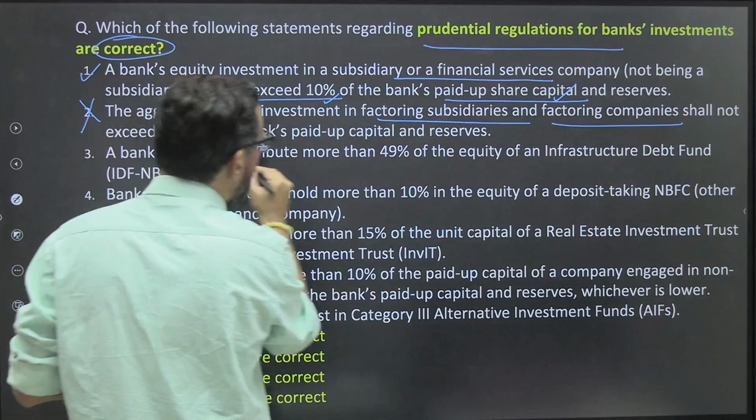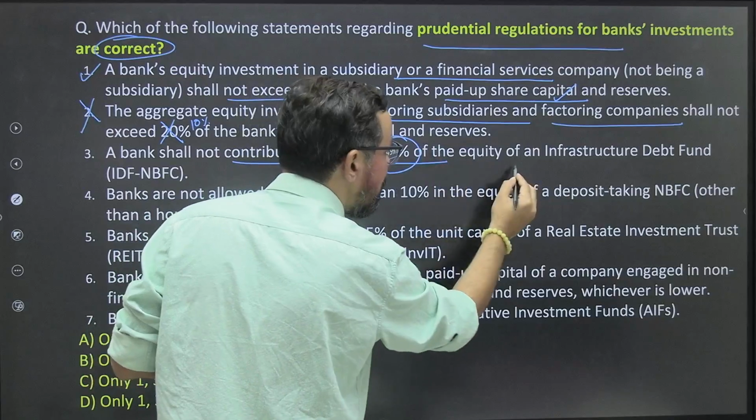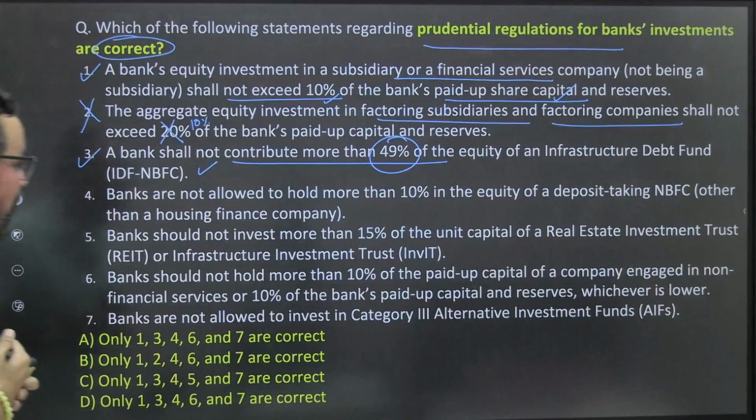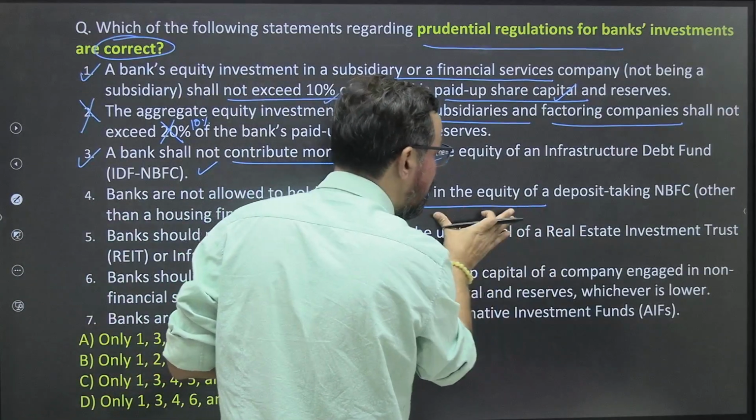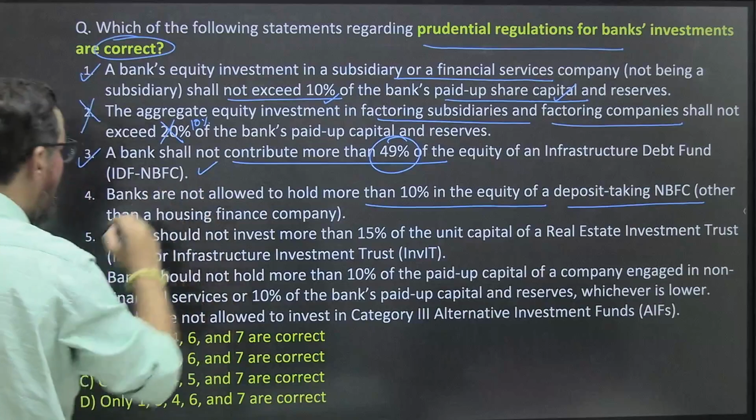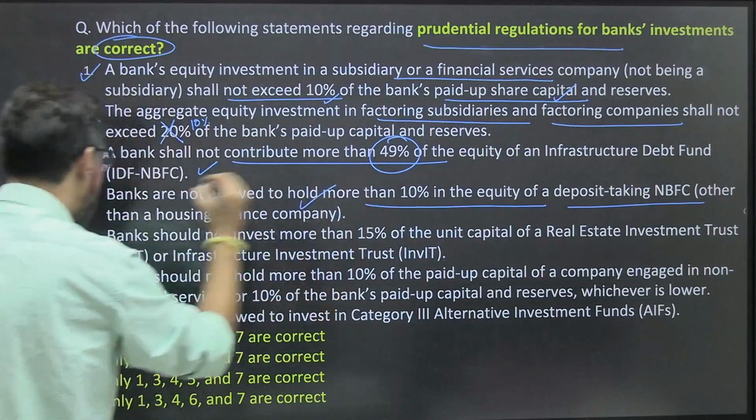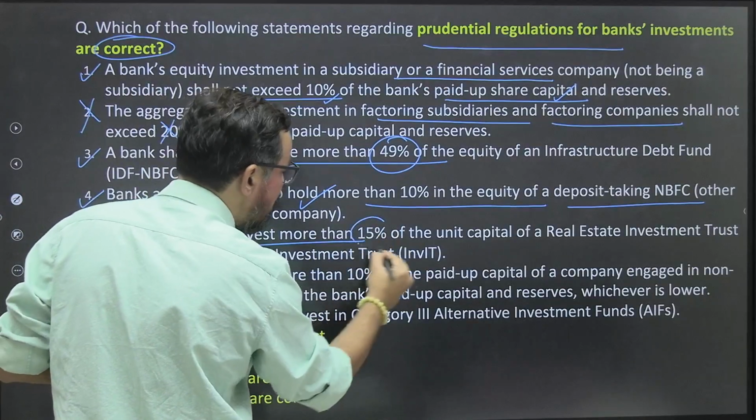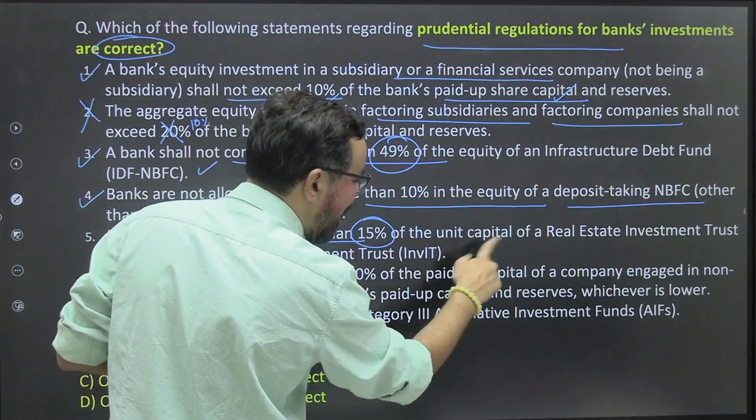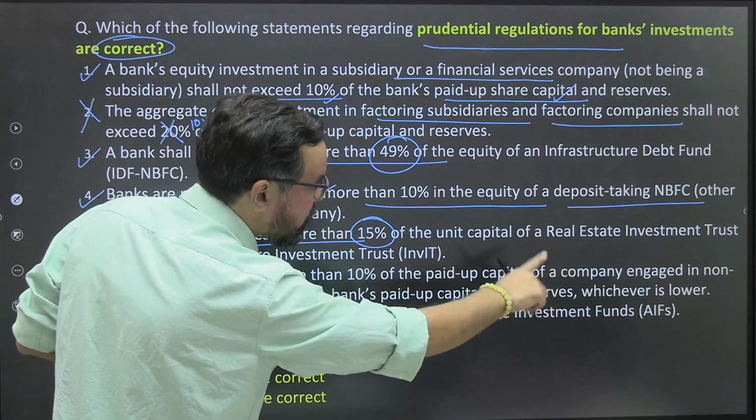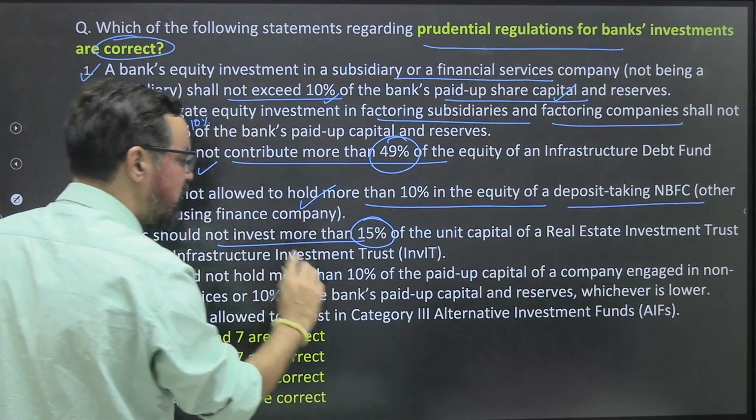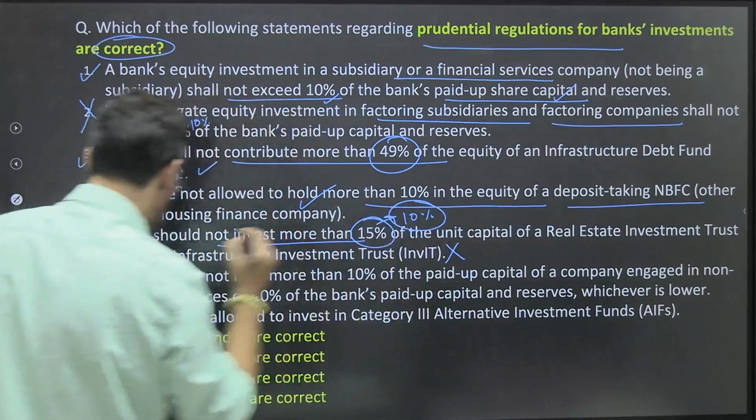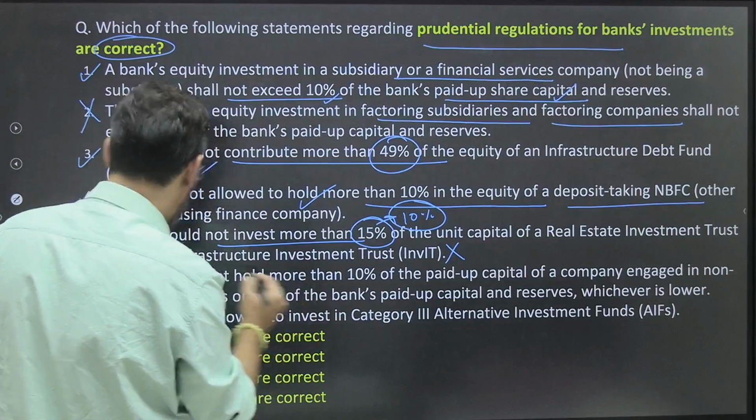A bank may not contribute more than 49% of equity of infrastructure debt funding NBFCs, 100% true. Banks are not allowed to hold more than 10% in equity of the deposit taking NBFCs other than housing finance company, again true. So 1, 3, 4 are true. A bank should not invest more than 15% of unit capital in REITs, real estate investment trusts, or infrastructure investment trusts, InvITs. Again it is 10%, not 15%. So that means option 5 is wrong.